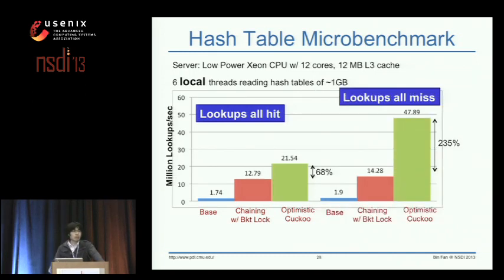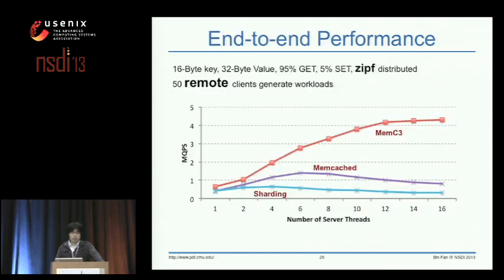We also have the case for lookup on miss. As you can see, we are much, much better than the chaining with fine-grained locking. The reason is that we have some algorithmic change to avoid unnecessary key comparisons.